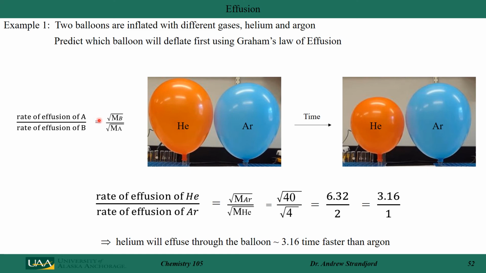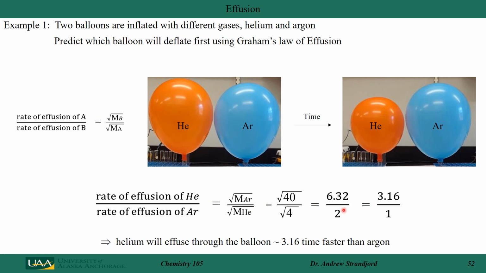And so we know that the effusion rate of A divided by the effusion rate of B is equal to the square root of the mass of B divided by the square root of the mass of A. So we can just set up Graham's equation for these two balloons and these two gases. In this case, I know the molecular mass of argon is 40 grams per mole. The molecular mass for helium is 4 grams per mole.